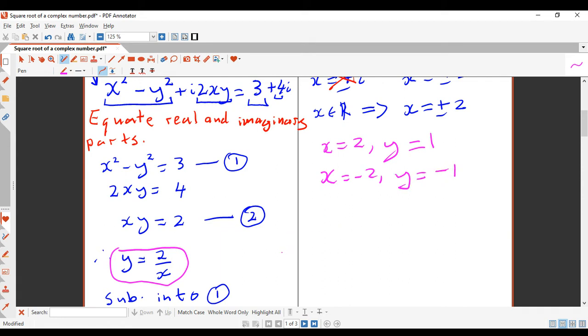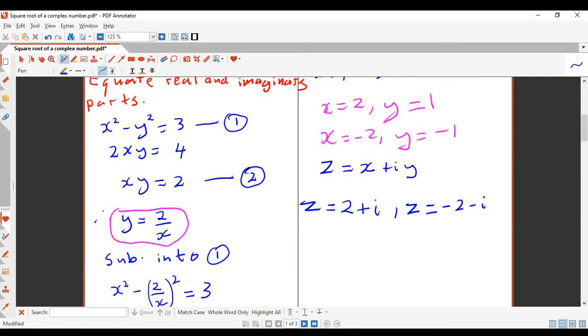All right, so we've got our x and y values. That means when I go back to my answer, we know that z is what we're trying to find. z is equal to x plus iy. So that means z is equal to 2 plus 1i, which is just i, and the other one is z is equal to minus 2 minus i. So those are your two answers.